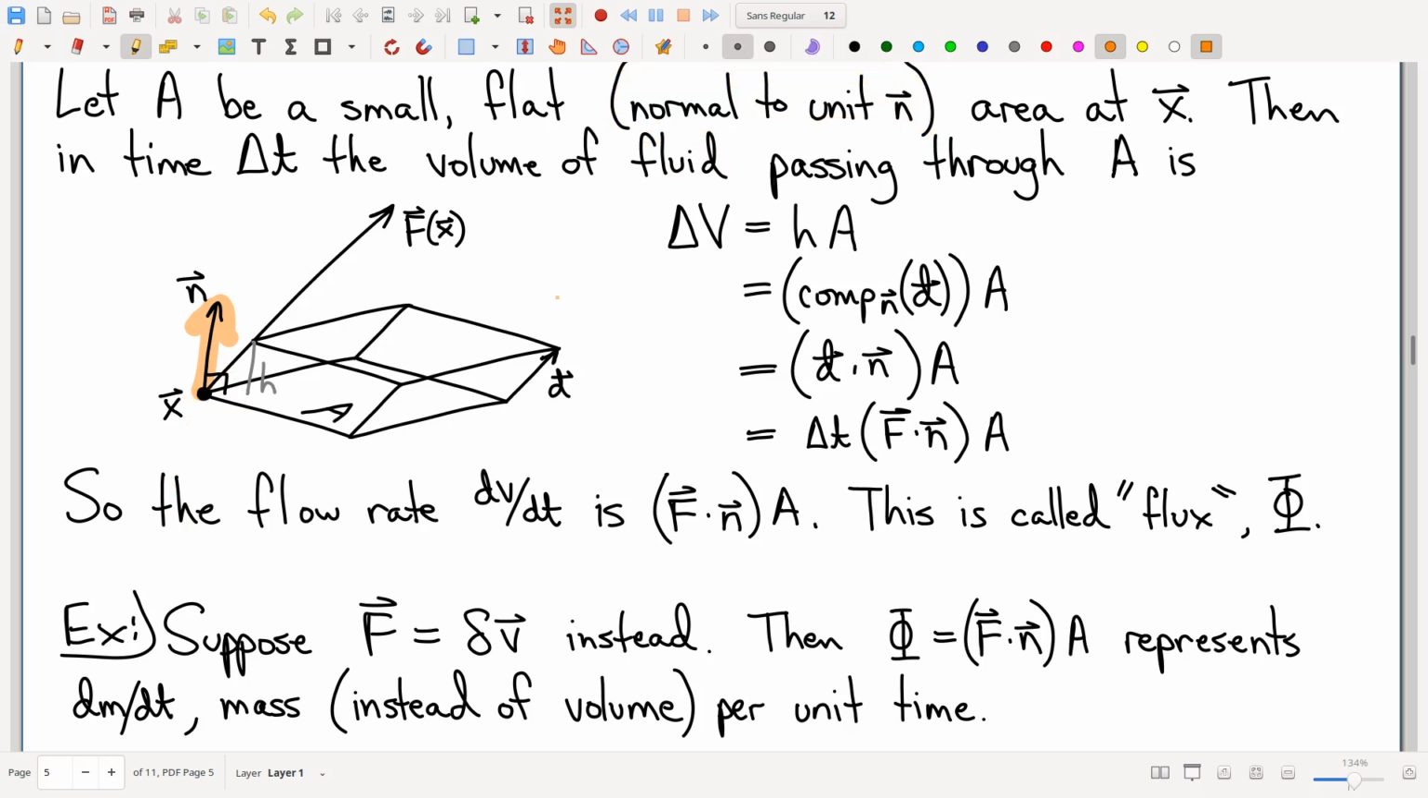When you pick this as your normal vector, that's just your indication of what you're calling the positive direction through the surface. And here, with the vector field drawn as it is, there is fluid flowing through the surface in what we're calling the positive direction.